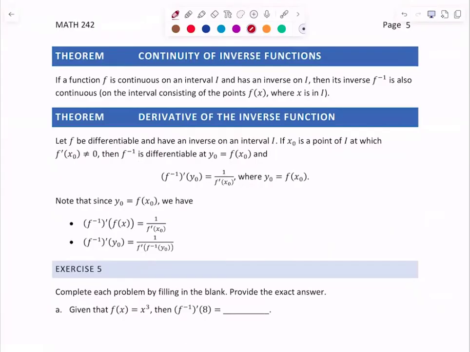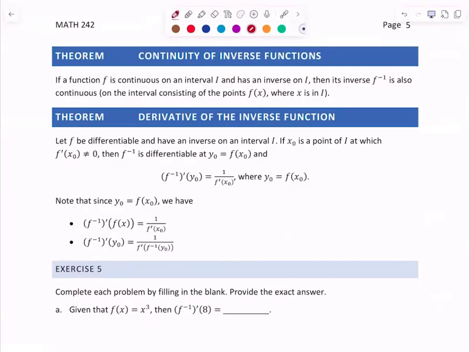So f is differentiable and has an inverse on an interval I. So see, that's important, right? Have interval I, which means it doesn't require one-to-one on the whole domain. As long as it has an inverse on an interval I, which means one-to-one on a certain interval will do. So it's like all those trig functions, you restrict on the interval, you get the inverse, and that will work as well.